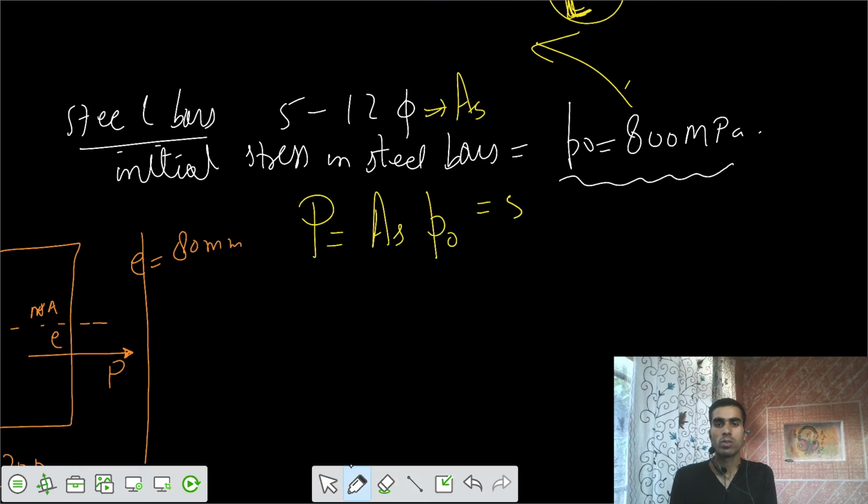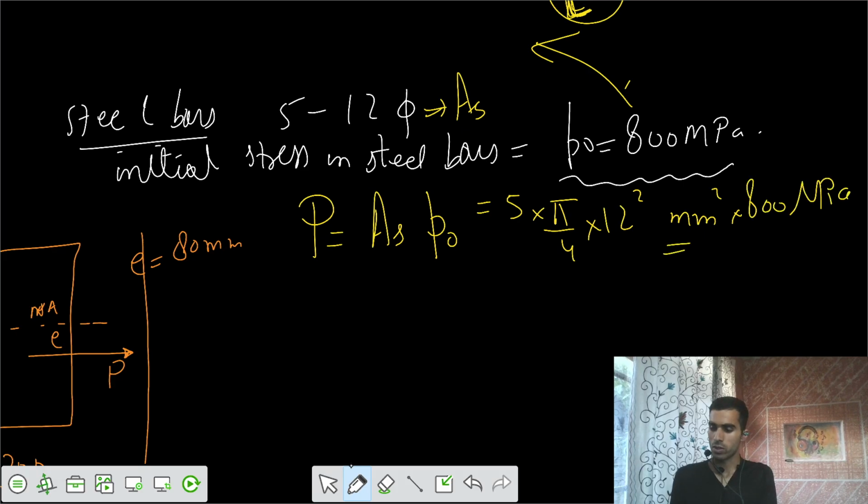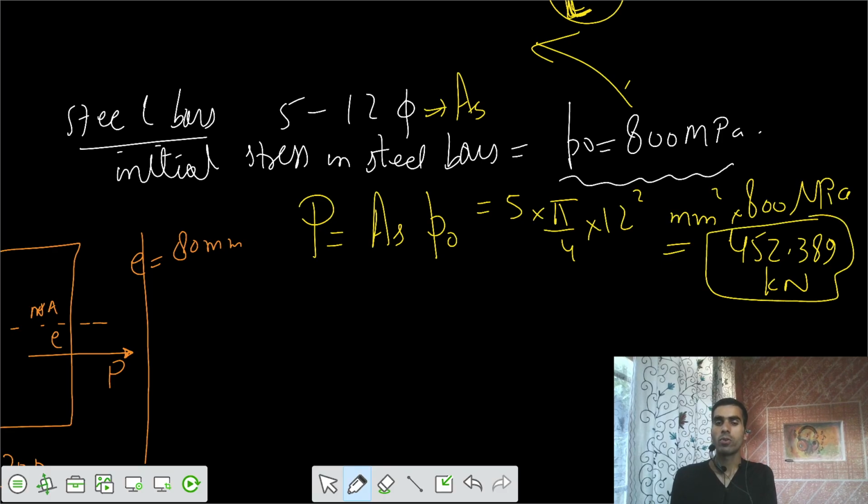That P force would be equals to 5 bars of pi by 4 into 12 square millimeter square into 800 megapascals, and that P force is equals to 452.389 kilonewton. 452.382 kilonewton, and same force is transferred to the concrete because of the bond action we have.